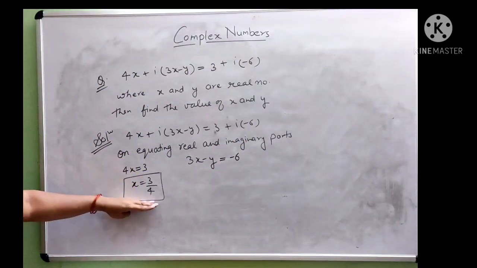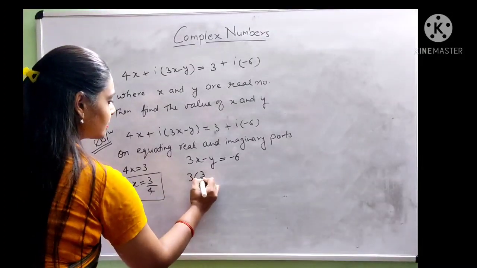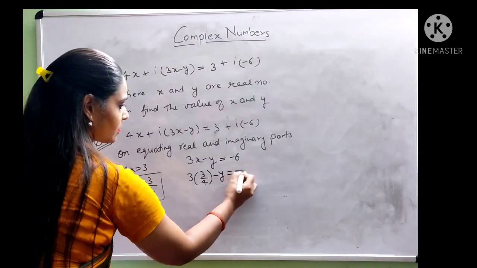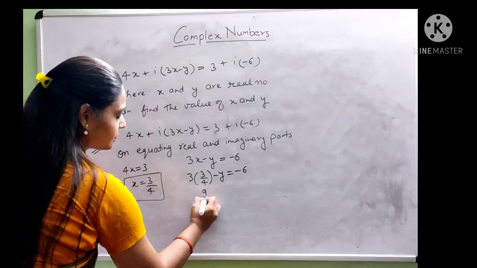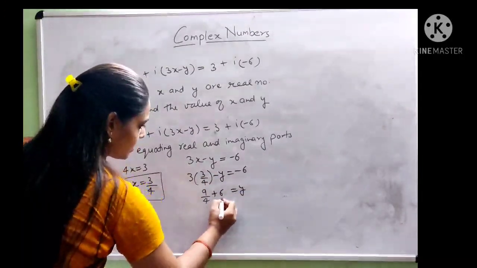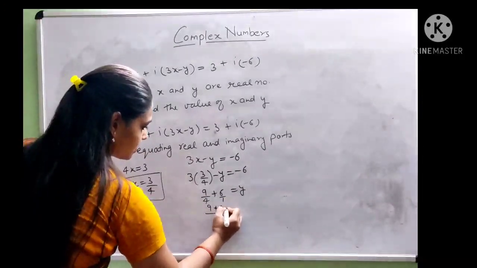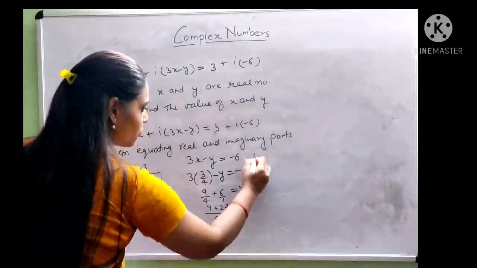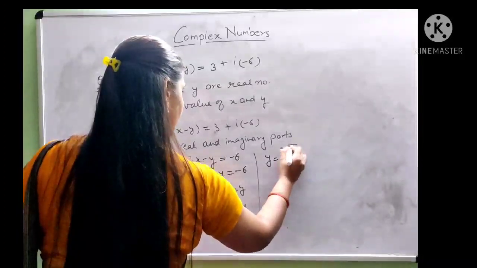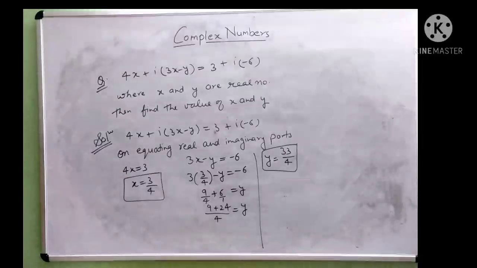So how could we solve? With the help of this value of x. Put the value of x in this. What will I get? In place of x I have written 3 by 4. Now 3 threes are 9, plus 6 is equal to y. Now take the LCM. So what is the value of y? So in this way we can find the value of x and y.